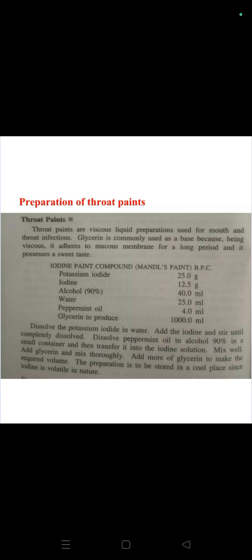Iodine paint compound. Preparation ingredients include potassium iodide, iodine, alcohol, water, peppermint oil, and glycerin to produce 1000 ml. For preparation, dissolve the potassium iodide in water, add the iodine and stir until completely dissolved. Dissolve peppermint oil in alcohol 90% in a small container and then transfer it into the iodine solution.